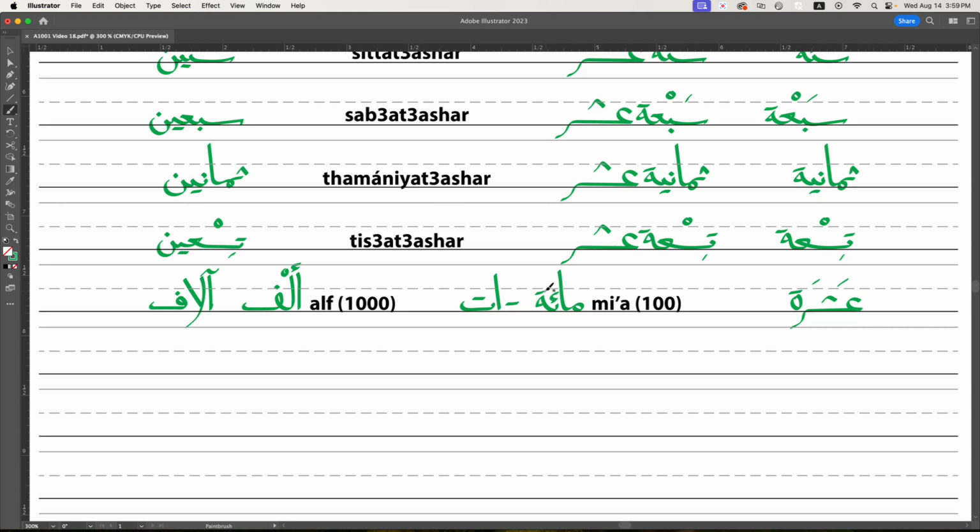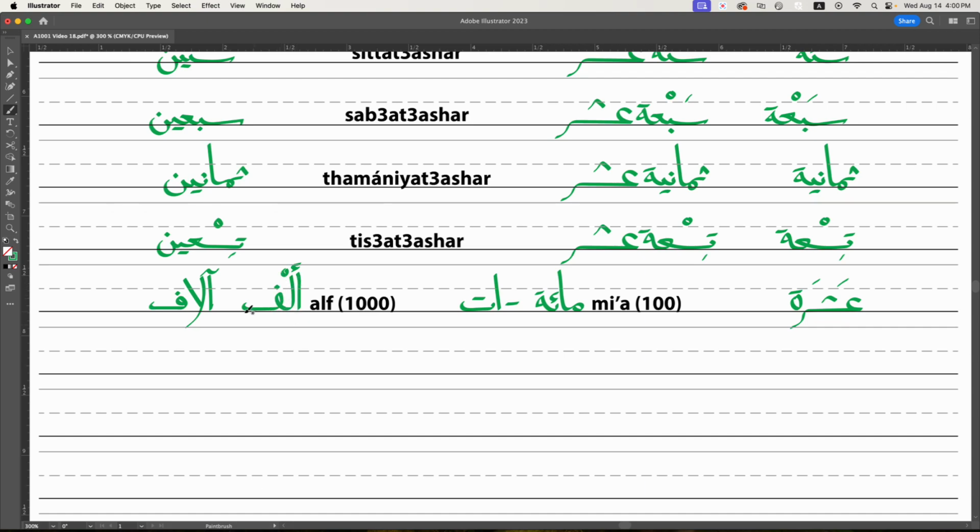Most of the time when ta marbuta is the last letter in a word and you want to make it plural, it changes to alif ta. And alif ta is the all-purpose plural. So if you don't know the plural, just use the singular and add alif ta to it, and people will more or less understand what you're talking about. So mi'at is hundreds.